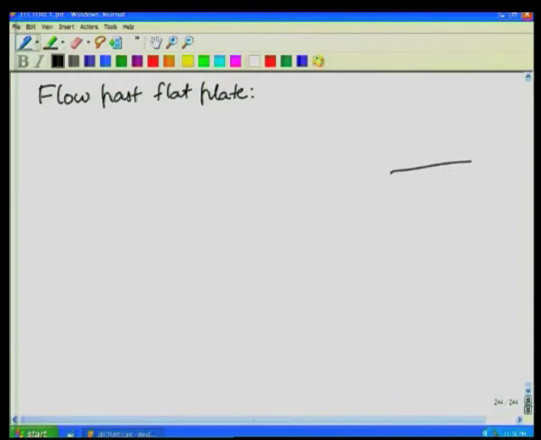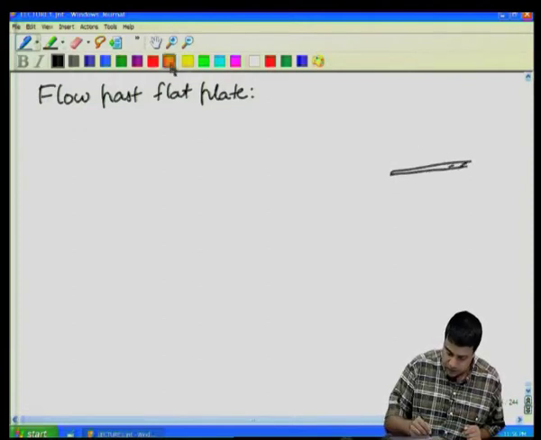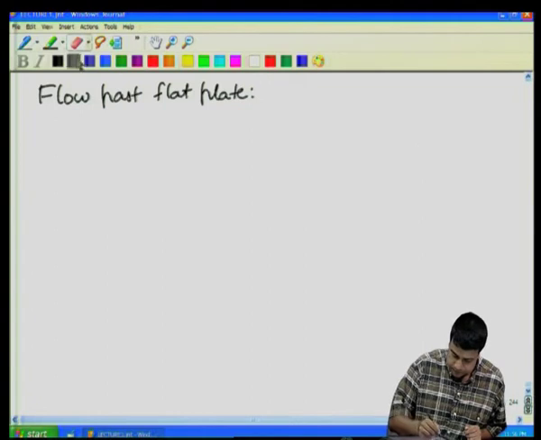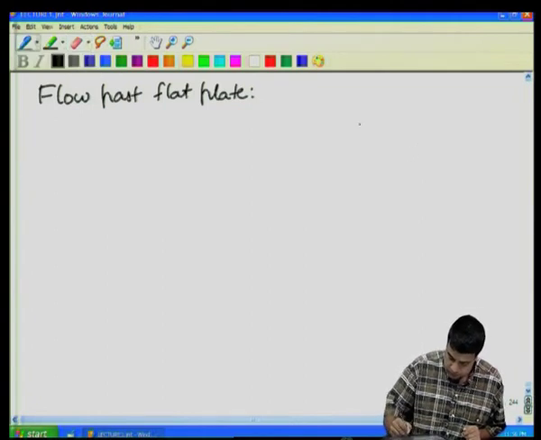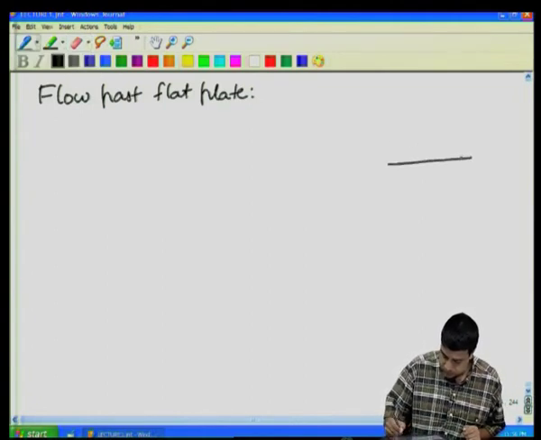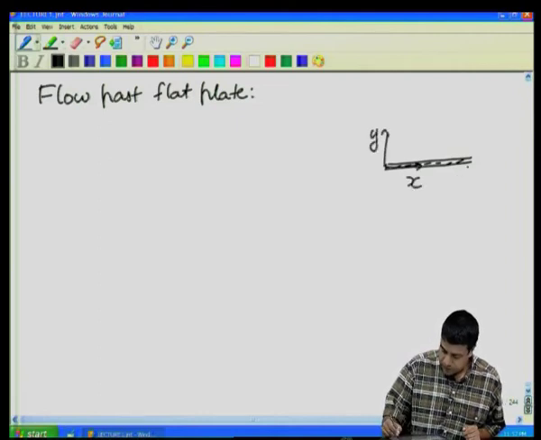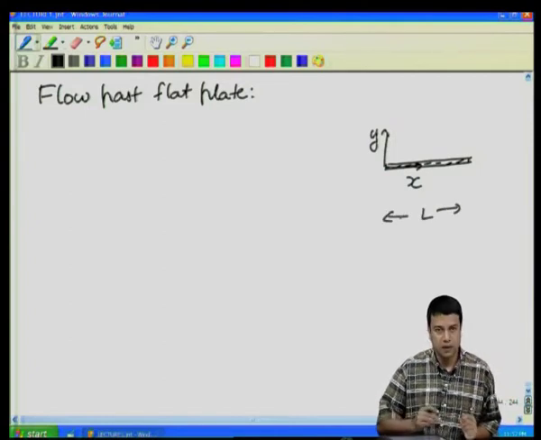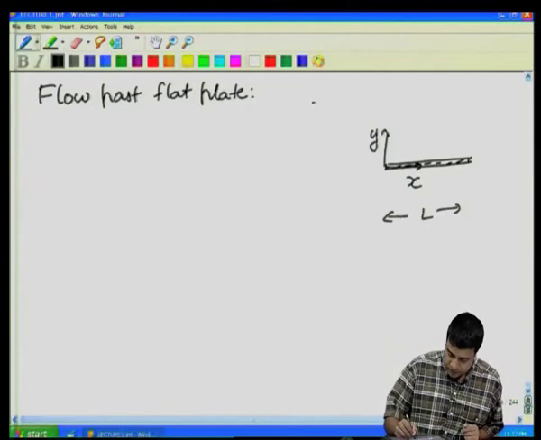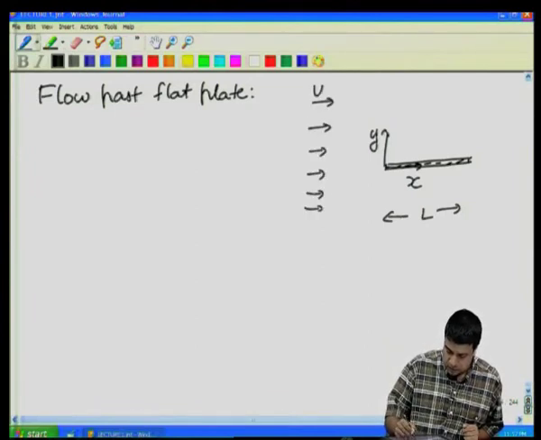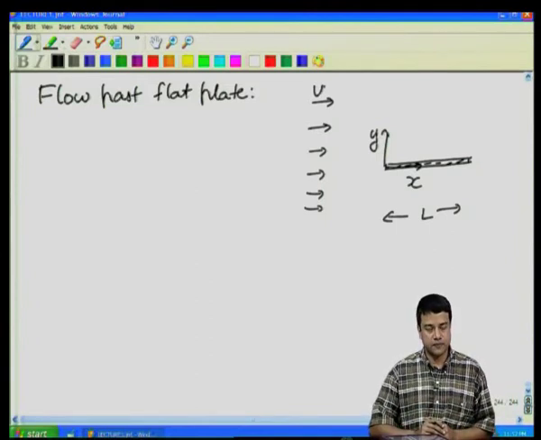Where basically we had a flat plate of infinitesimal thickness in the x y plane of some length L, and there was a constant velocity far from the surface, constant velocity U far from the surface.